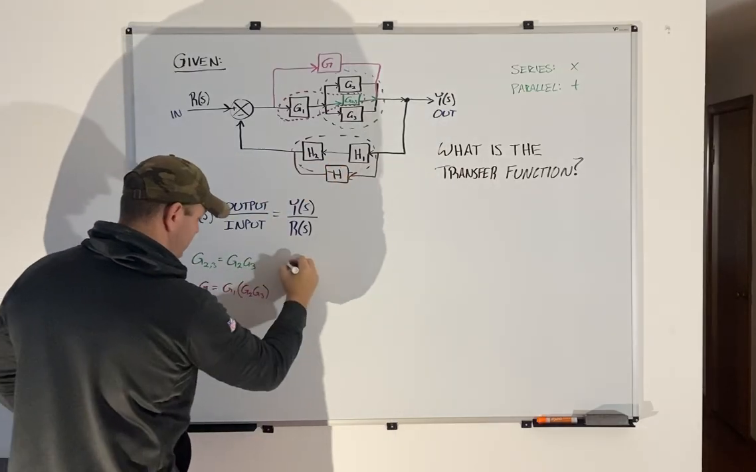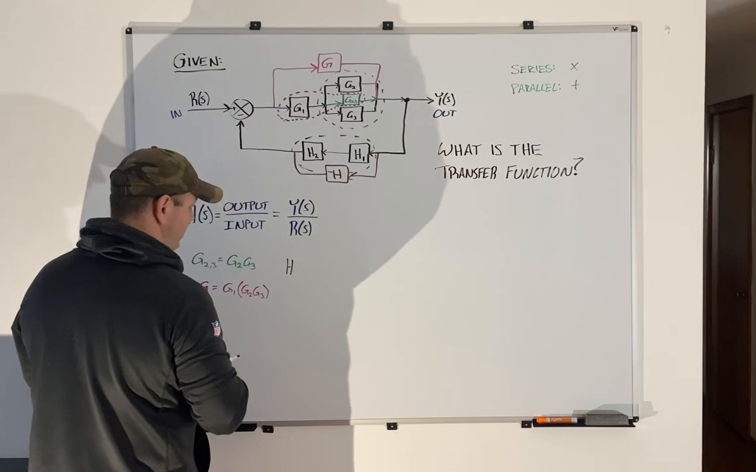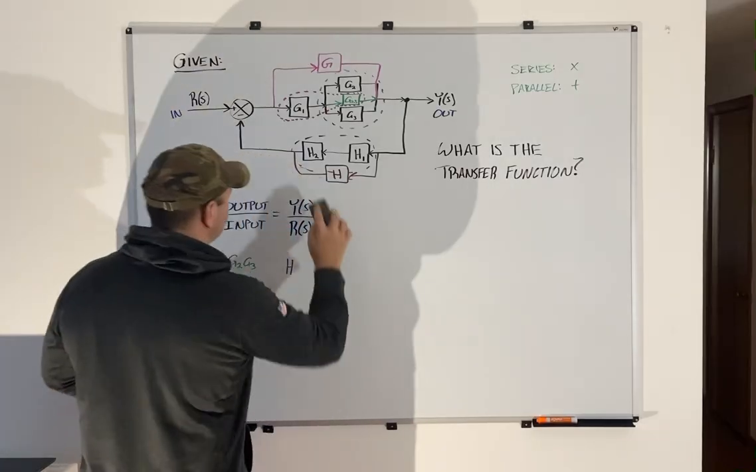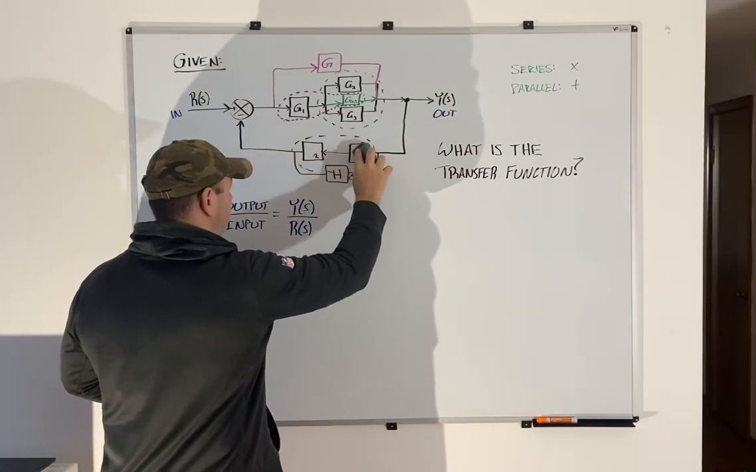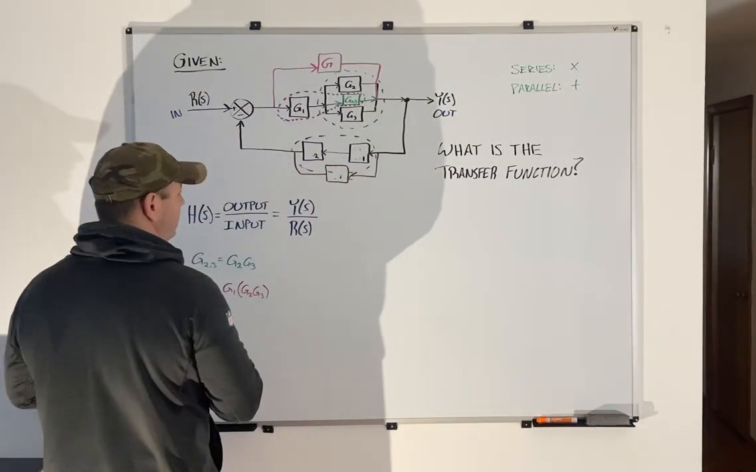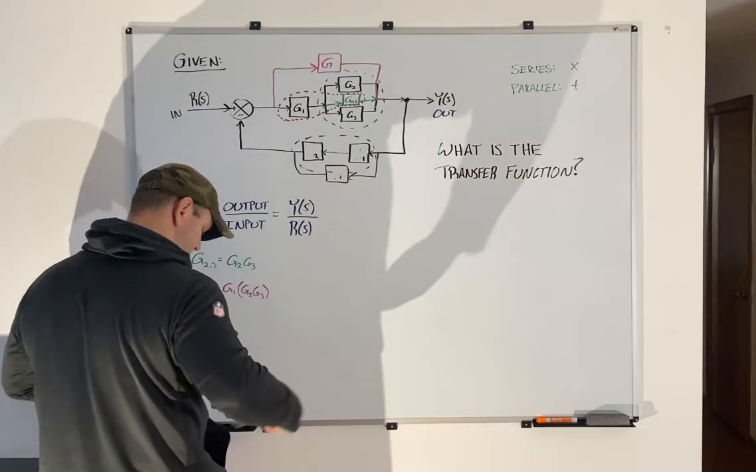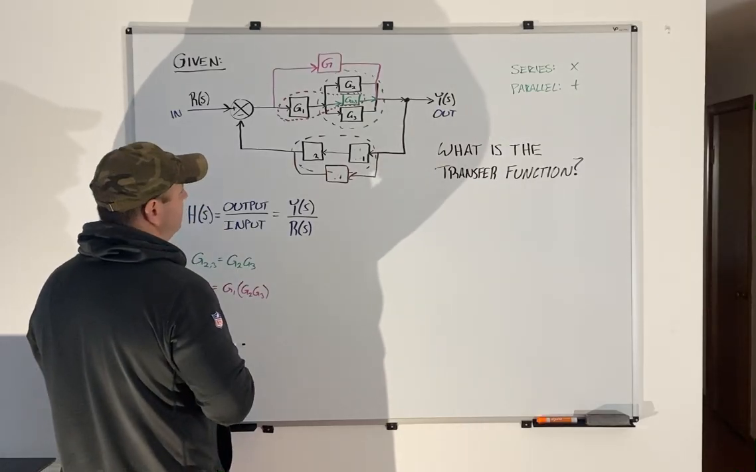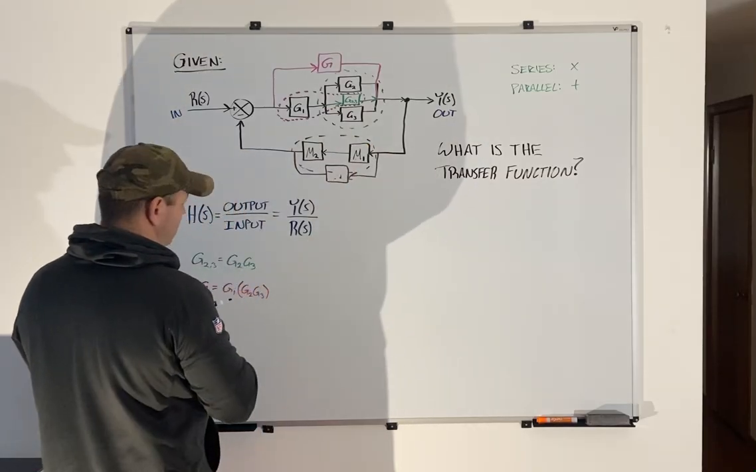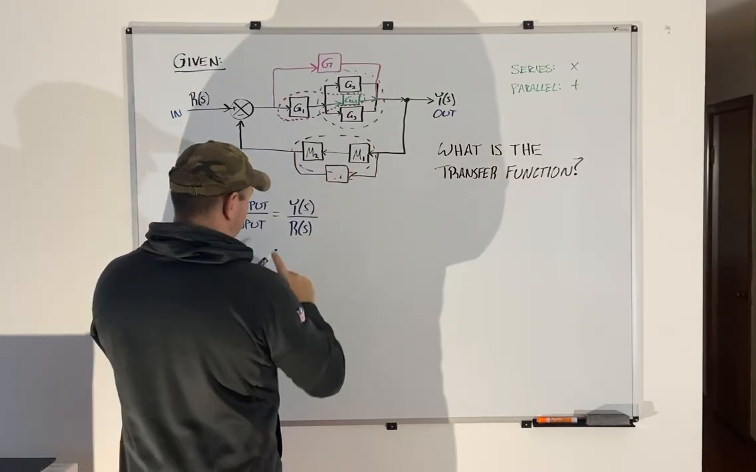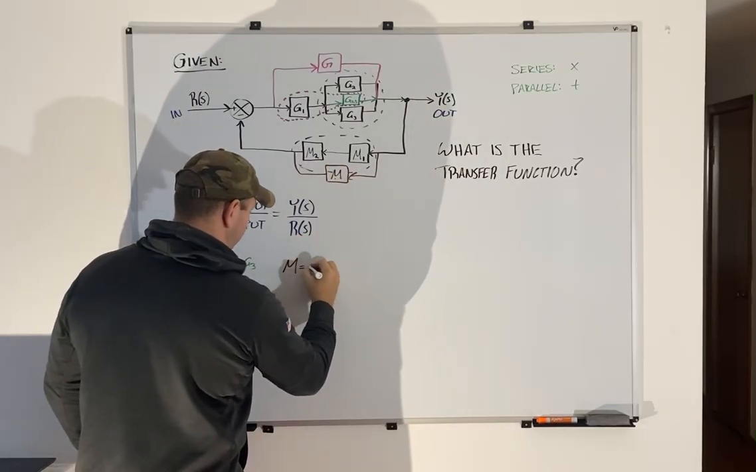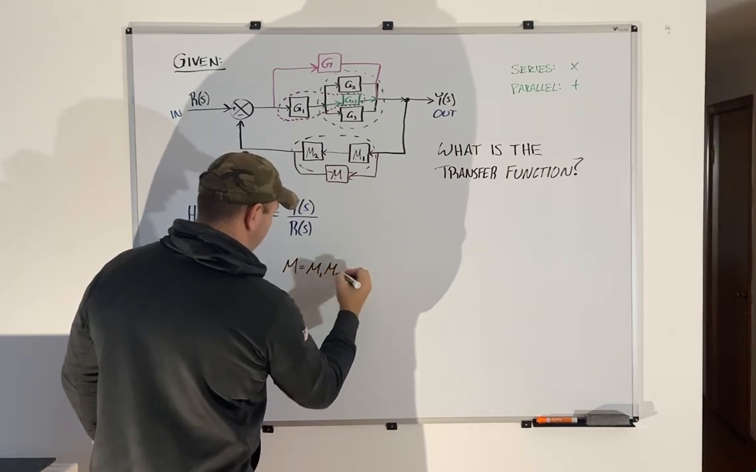And I'm going to say H. Actually, no, let's not call it H. H is bad because we have H over here. Let's do a quick variable change. We'll do M. So this is just going to be M. M1, M2. M is equal to M1 times M2.